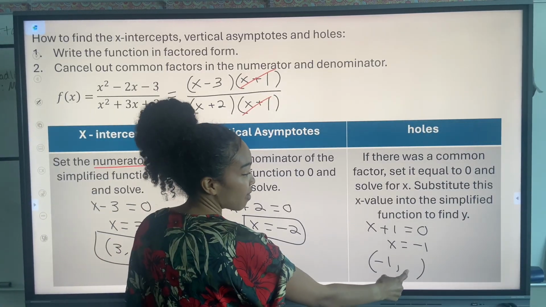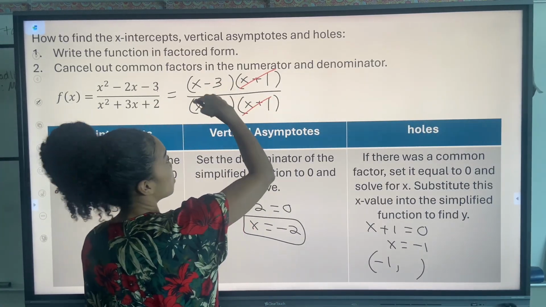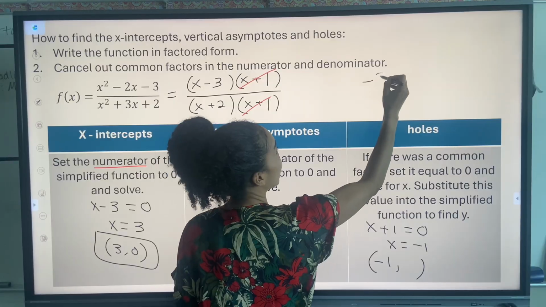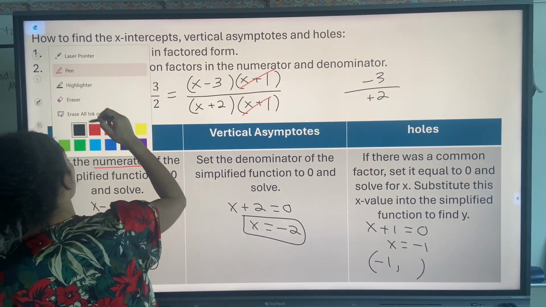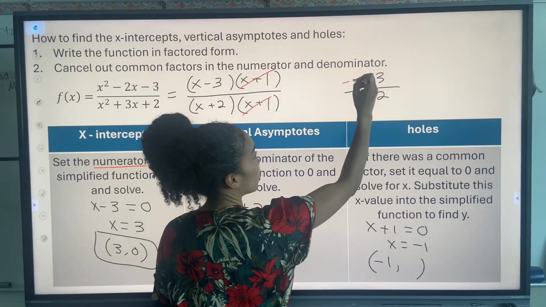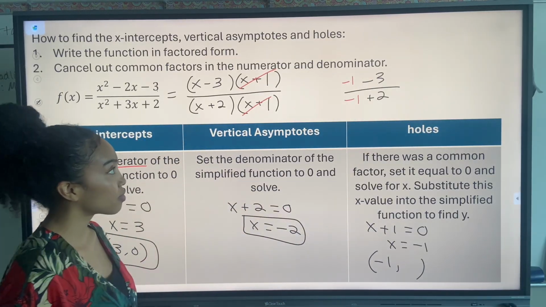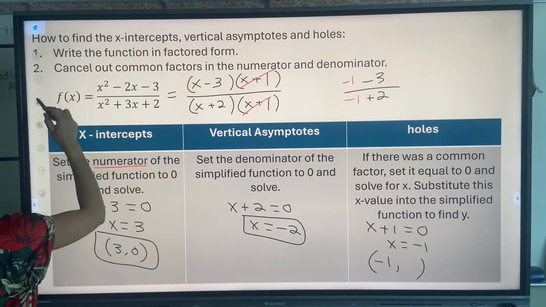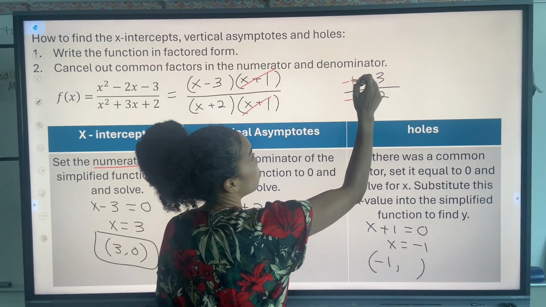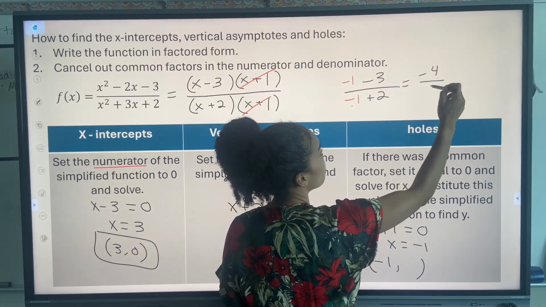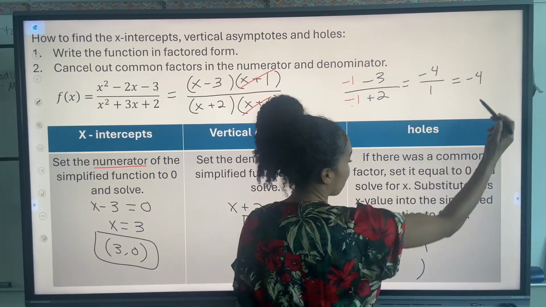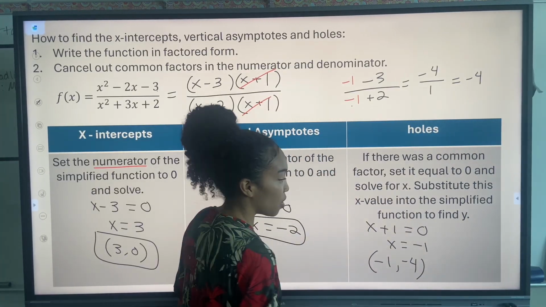To find the y value of the hole, so the simplified problem, you have x minus 3 over x plus 2. You are going to plug in -1 for the x's. This will give you the y value. So -1 minus 3, that's -4. -1 plus 2 is 1. So you get -4. That is the y value of your hole.